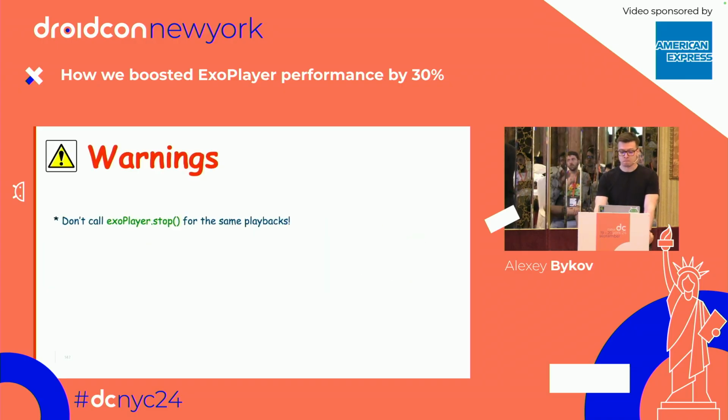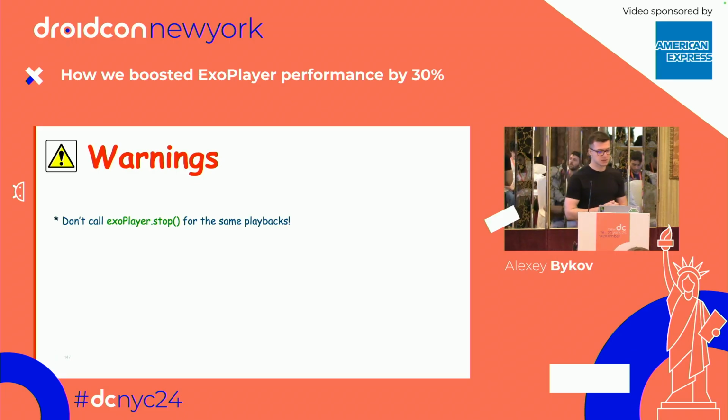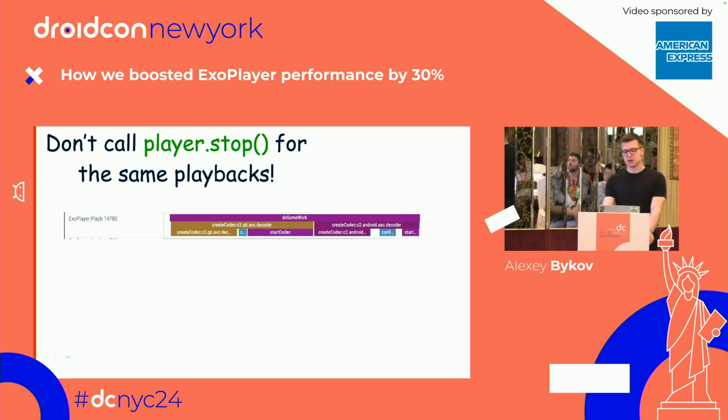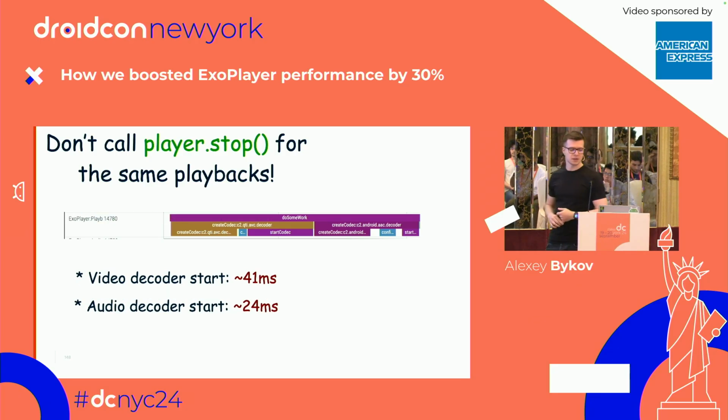Some warning: try to avoid calling stop methods, at least for the same playback during navigation. What is the main problem with the stop method? If you take a look at traces, the stop method deinitializes the video and audio decoders, and it takes around 41 milliseconds to initialize the video decoder and 24 milliseconds to initialize the audio decoder. Of course, it can vary based on the device, but this is also a place for optimization.